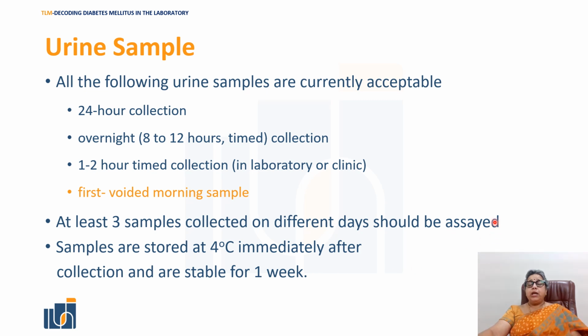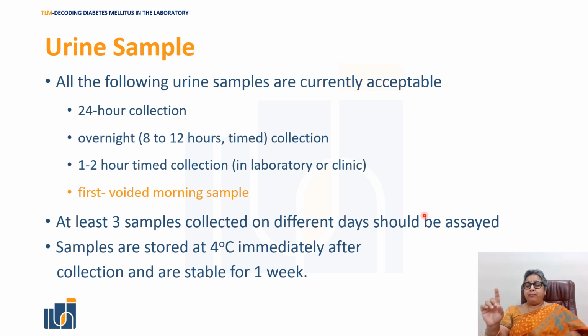So you should not just do one assay or one random assay, and you should not label the patient as having diabetic nephropathy. So you collect the first voided sample and do it 3 times, okay, on 3 different occasions, and it should be giving you the same high value. Then you can say that there is evidence of renal damage.